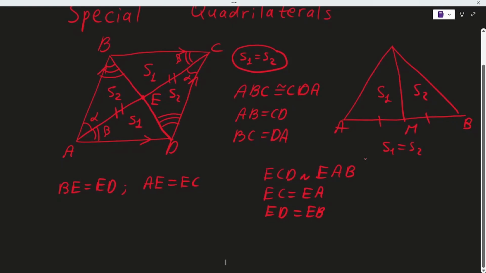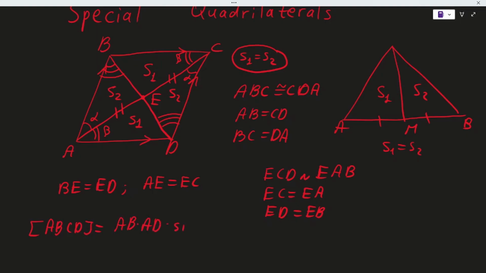Now, next lemma about parallelogram is that if we want to compute the area of ABCD, we can just use AB times AD times sine BAD. This looks very much like the triangle formula, but here we don't have the division by 2 because these two triangles will have the same area. ABD triangle and BCD triangle areas are the same.